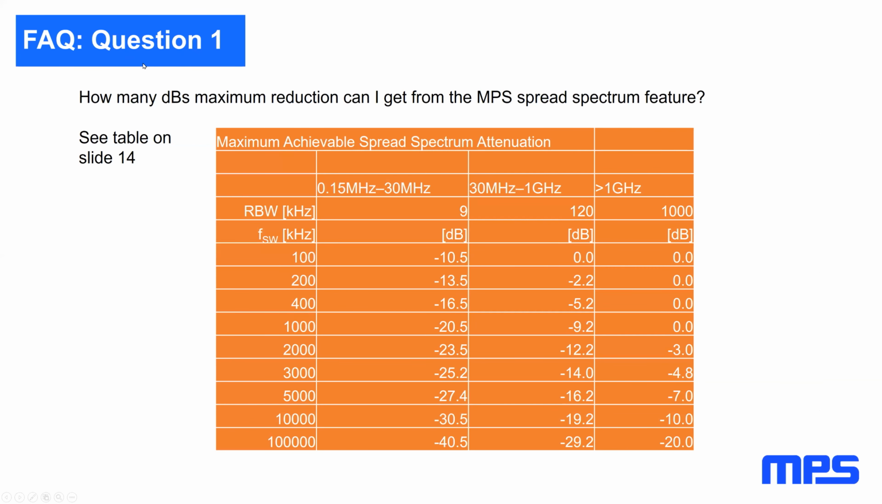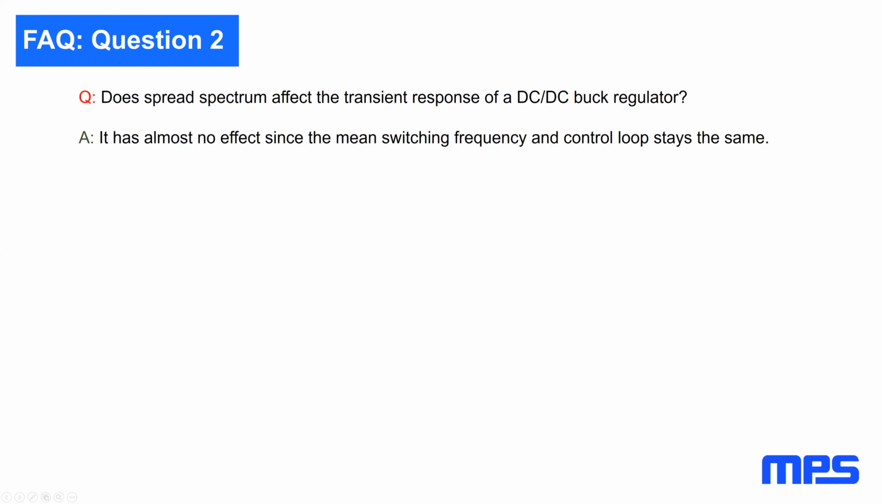So, typical question now: how many dB of spectrum reduction can you get from spread spectrum? At 9 kilohertz resolution bandwidth, now at 400 kilohertz, 60.5; at 2 megahertz, 23; in the 120 kilohertz region, even less. Does spread spectrum affect transient response? It has almost no effect on it.